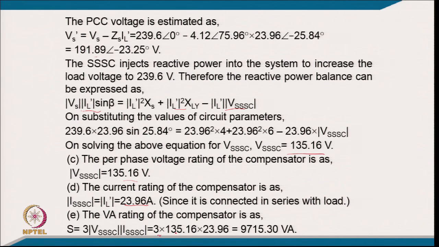So, getting the rating 3 times for 3 phase, then the voltage injected, and then the current of series. So, it comes 9715.30 volt ampere.